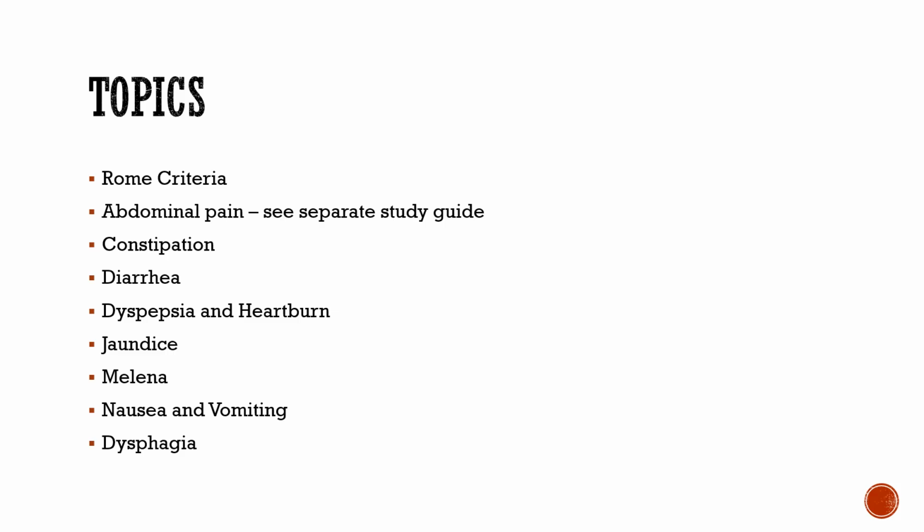There are two exceptions. The first is the Rome criteria, which I address on the next slide. Rome criteria is used extensively in diagnosing and treating functional disorders of the GI tract, but it's not referred to specifically until later chapters. And the second is abdominal pain. There is a separate study guide for this, and it addresses abdominal pain at length.